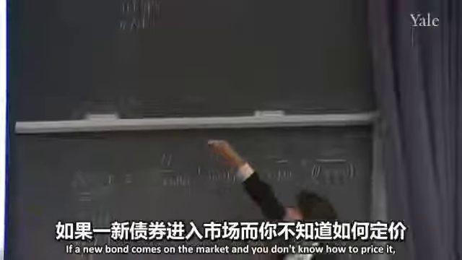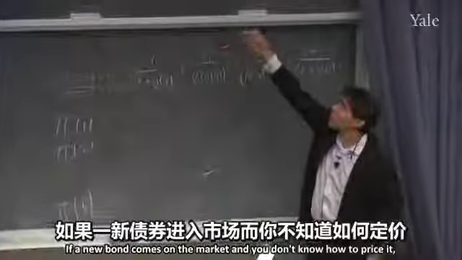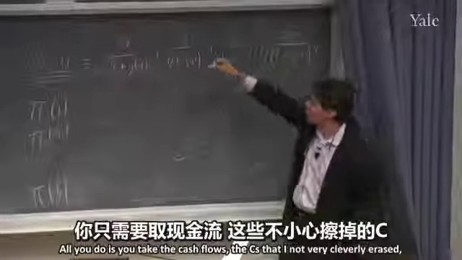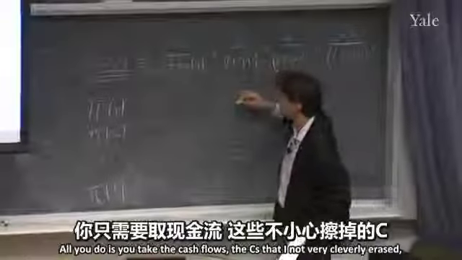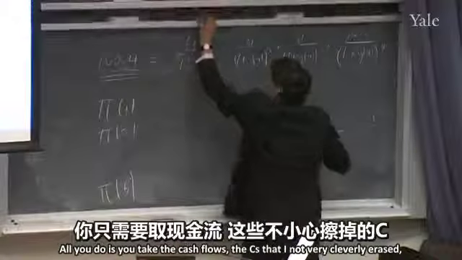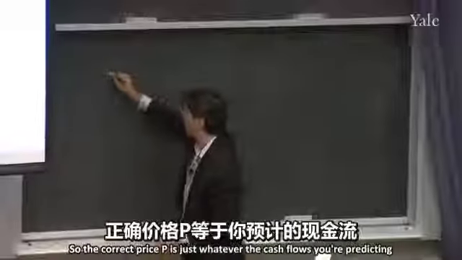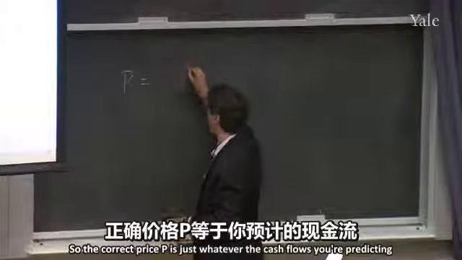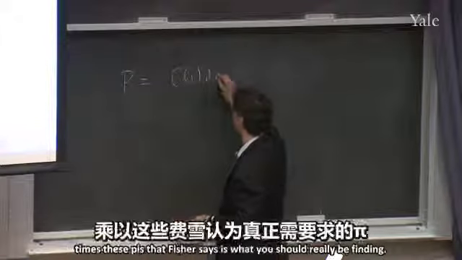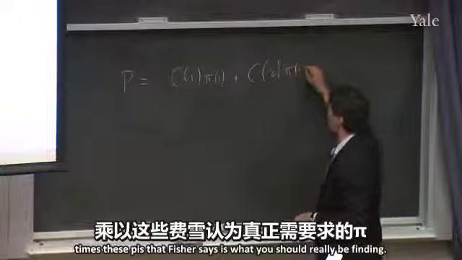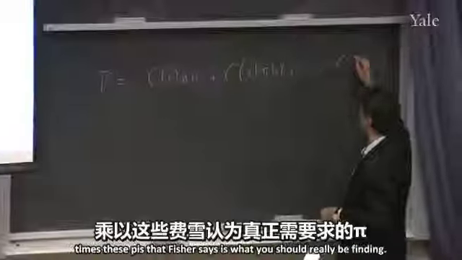If a new bond comes on the market and you don't know how to price it and somebody offers you a price for it, how do you figure out what it's worth? All you do is you take the cash flows, the C's that I not very cleverly erased, you take the cash flows and multiply them by the pies. So the correct price, P, is just whatever the cash flows you're predicting times these pies that Fisher says is what you should really be finding.